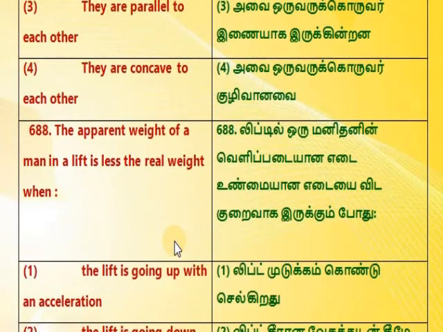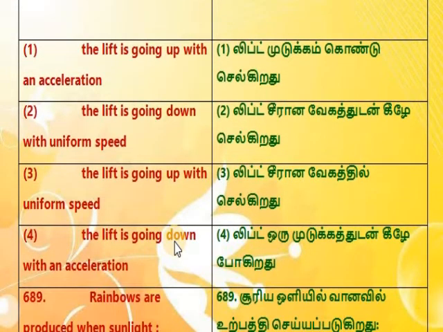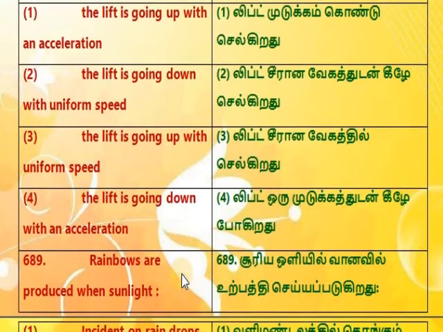688. The apparent weight of a man in a lift is less than the real weight when: 1. The lift is going up with an acceleration, 2. The lift is going down with uniform speed, 3. The lift is going up with uniform speed, 4. The lift is going down with an acceleration.